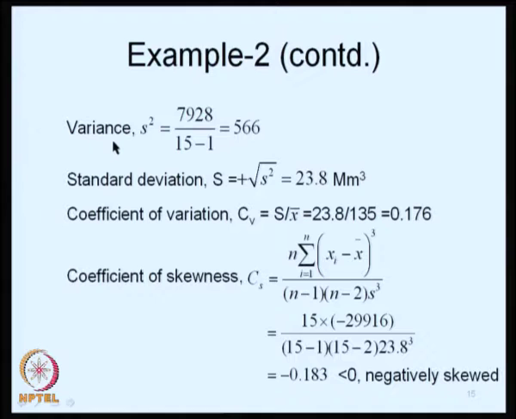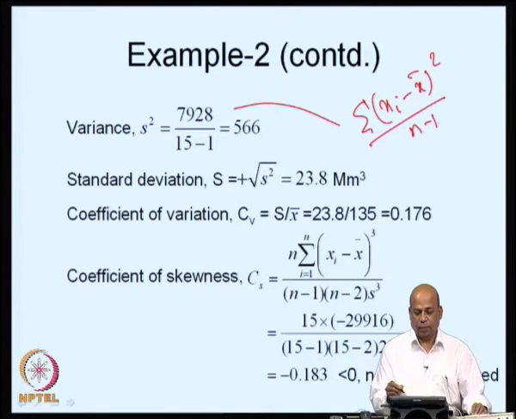For example, the sample estimate for the variance is sigma of x I minus x bar the whole square. This is what I have written here: sigma x I minus x bar the whole square divided by n minus 1, with I equal to 1 to n.